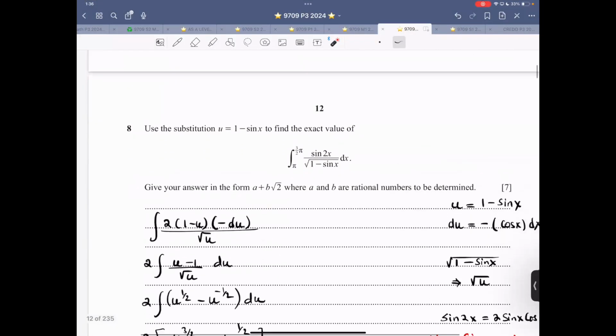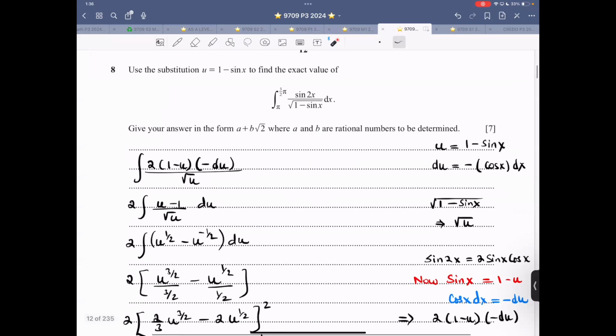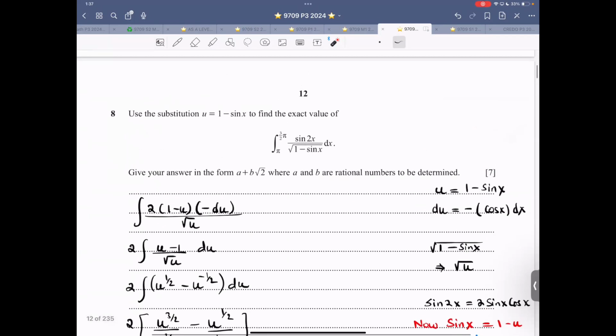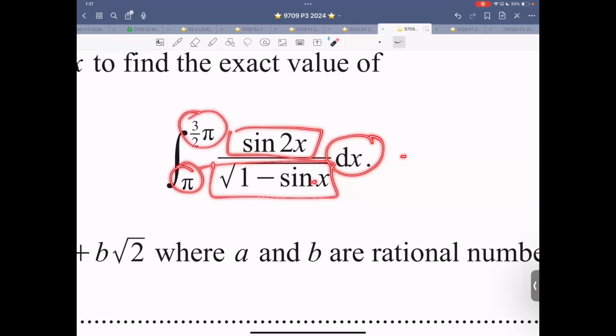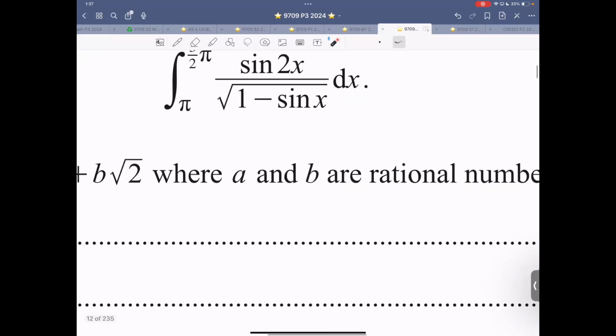So now people, let's look at this question, which is question number 8. It says use the substitution u is 1 minus sine x to find the exact value of this integral. Give your answer in the third form, where a and b are rational numbers to be determined for 7 marks. Now, when we talk about substitution technique for integration, look at the numerator, look at the denominator, look at dx, and look at the limits. These are 4 things that you need to change.